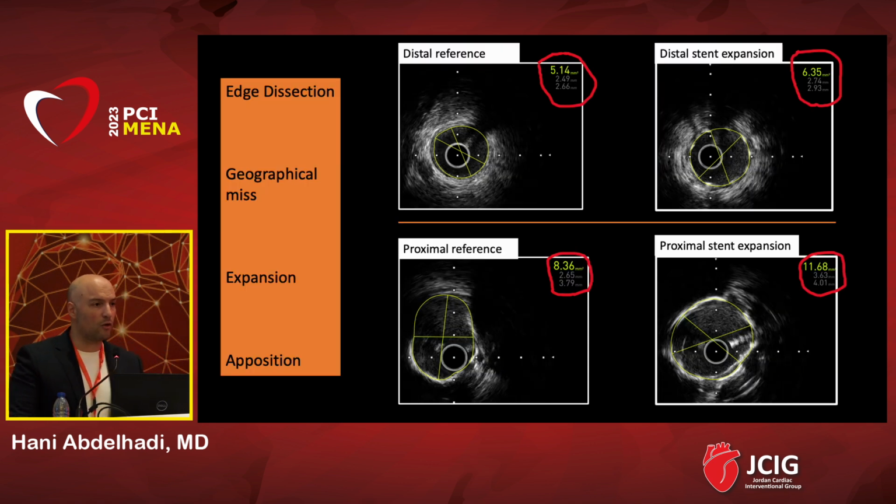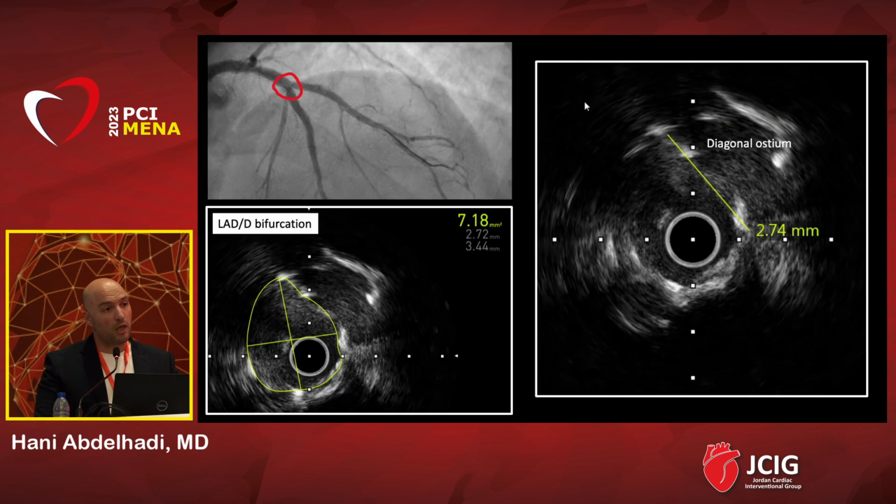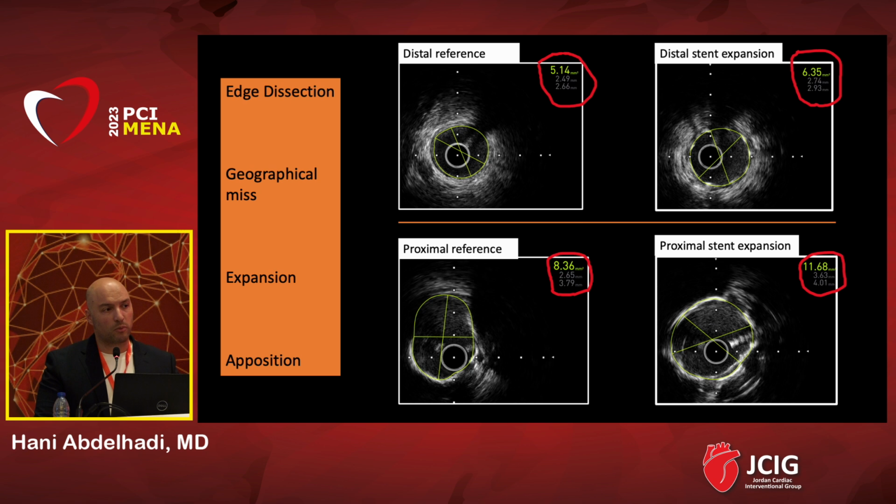So post-stenting, you're looking for edge dissections. We don't have an edge dissection. You're looking for geographical miss, so significant disease just proximal or just distal to the stent. You're then looking at your expansion. So you don't just look at it, oh, it looks okay. You measure it. So we measure our references proximally and distally, we measure our stent area proximally and distally, and we make sure that we're at least 80 to 90% expanded compared to our reference area. In this particular case, we're actually above 100% expansion.